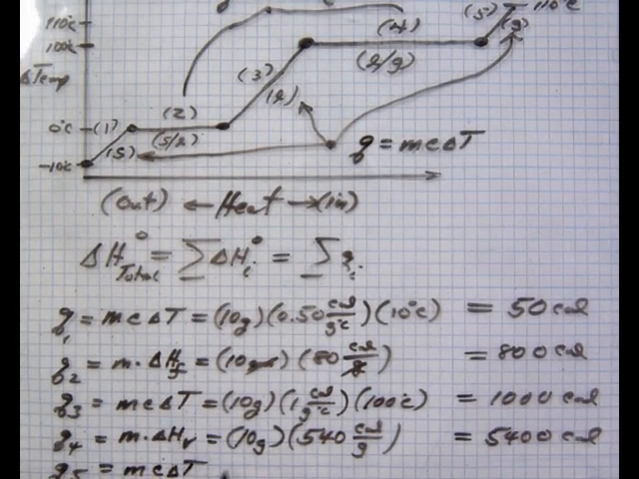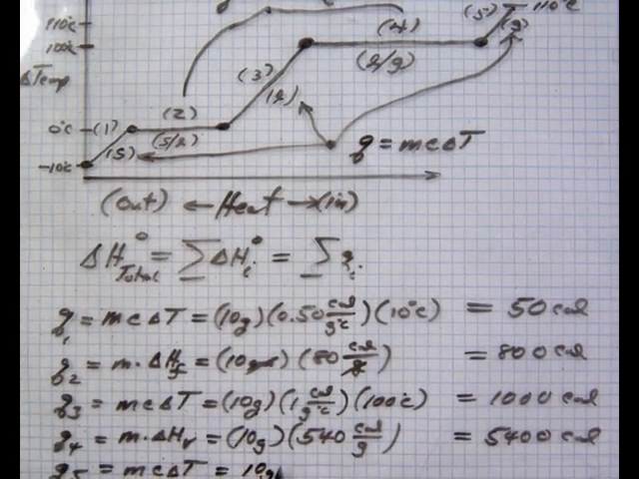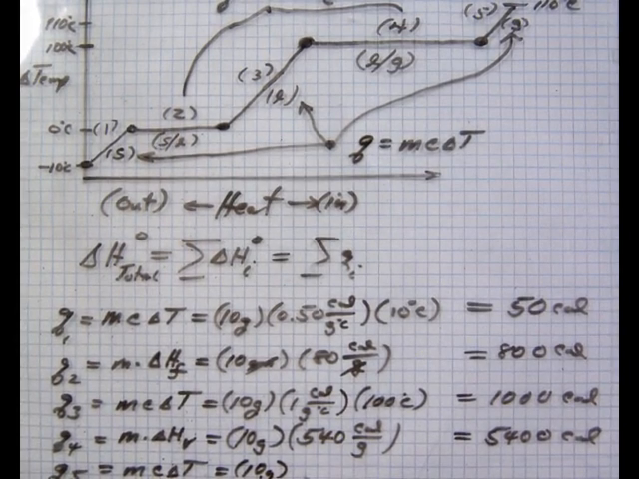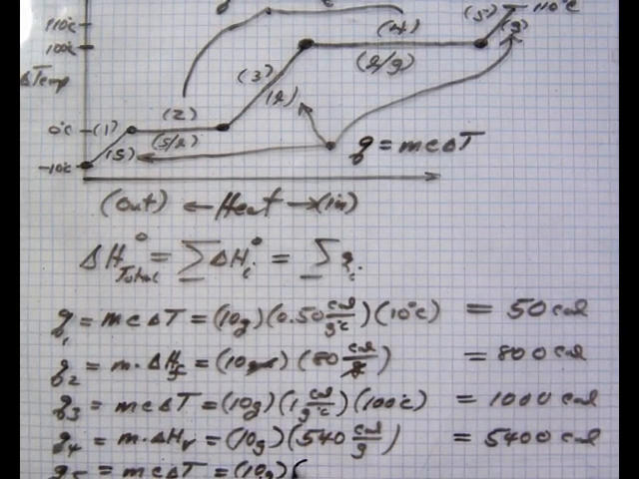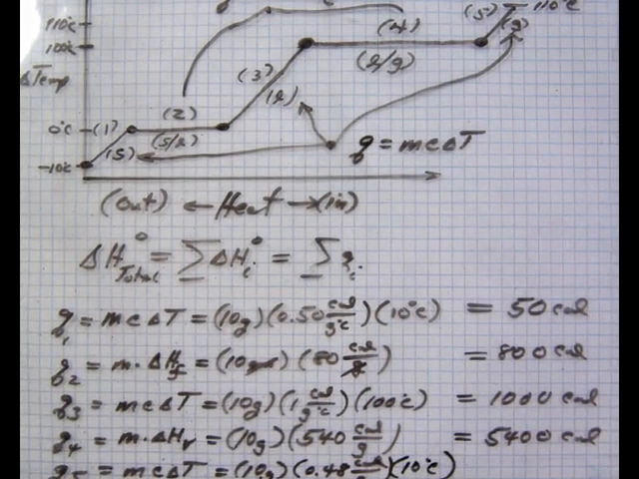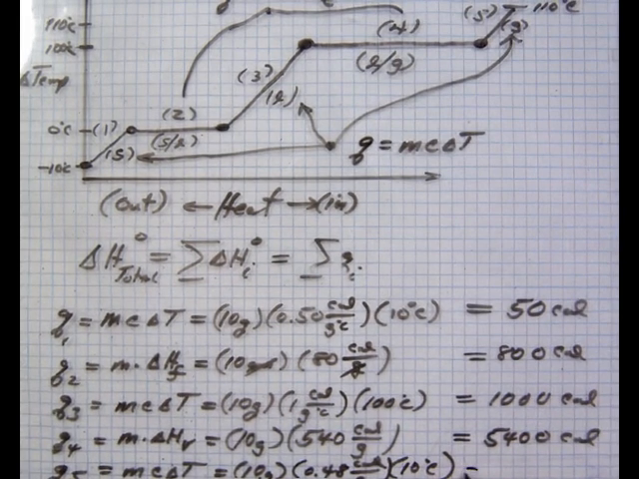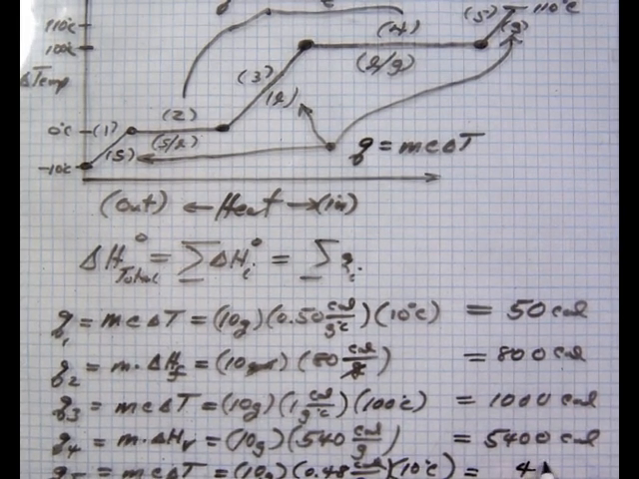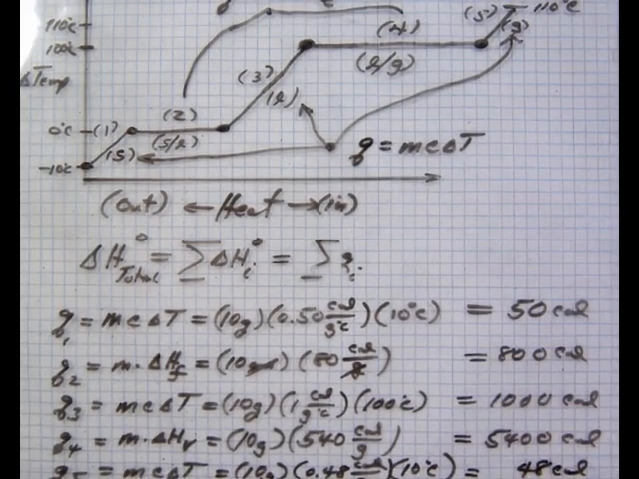And finally, Q5 is a temperature change by 10 degrees, and so we still have our 10 grams of water, and it's now steam, at 0.48 calories per gram, and we're going to warm it 10 degrees to 110. So it only takes into account a small amount of change, so that's 48 calories.